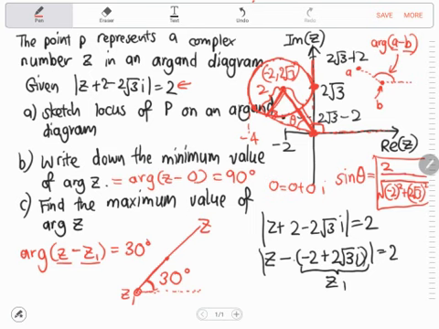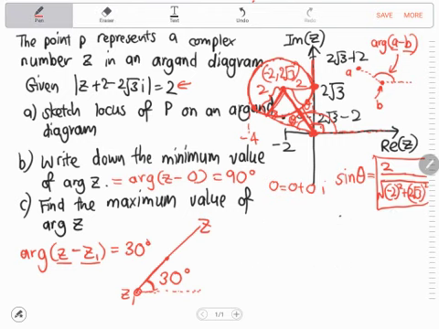And given that this line joins the origin to the center of the circle, this is also radius 2, and the hypotenuse is the same. This angle is also theta, right? So if we add these two thetas to 90 degrees, then we will be able to find this maximum angle. So let's see how we go about doing this.